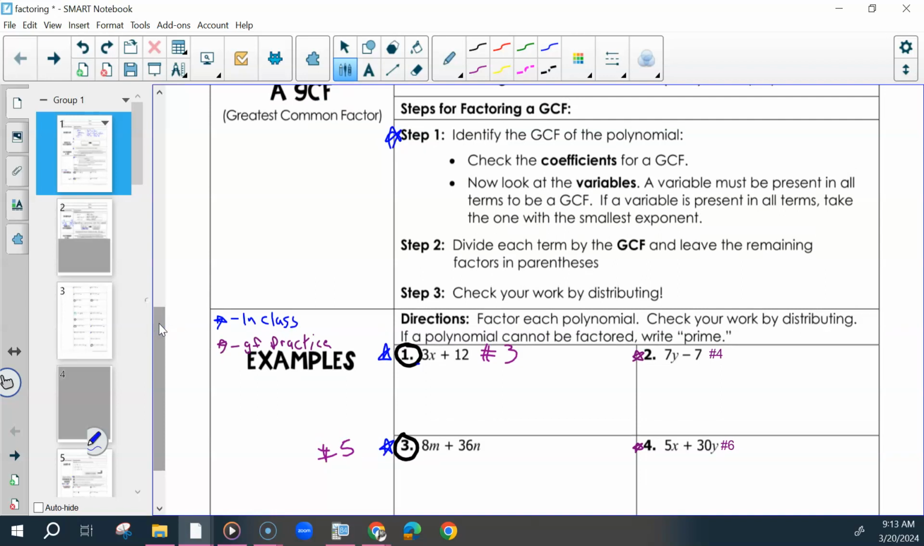Find the GCF, the highest number you can divide out of both. Look at the coefficients first. Then look at the variables, look at the lowest exponent. Divide both terms by the GCF, see what's left, put that inside in parentheses. We can double check ourselves by distributing.